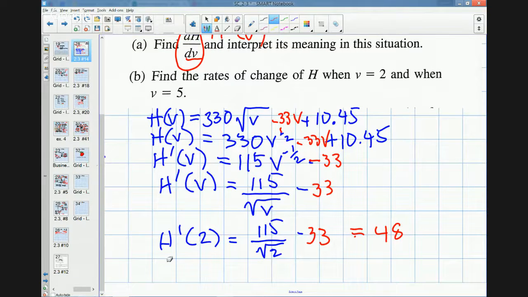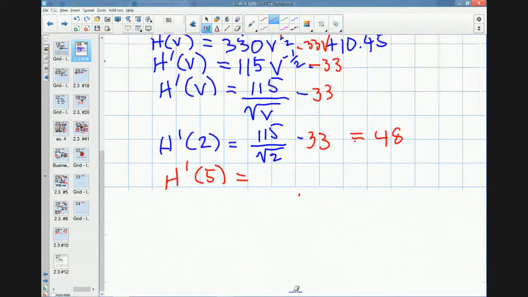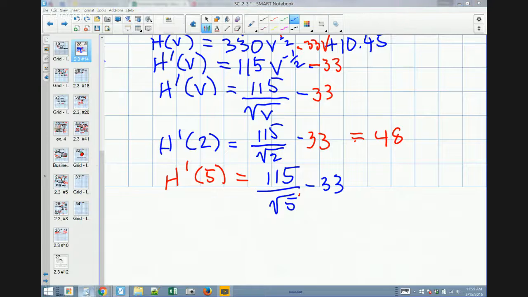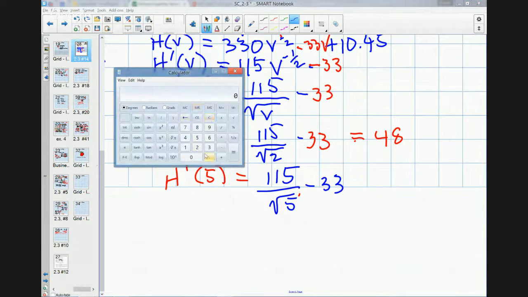And then the other part is what is it at 5? So what's h prime at 5? So now I should change to blue here. 115 over the square root of 5 minus 33. And again, let's calculate that out. So now we have 115 divided by the square root of 5, and then subtract 33.